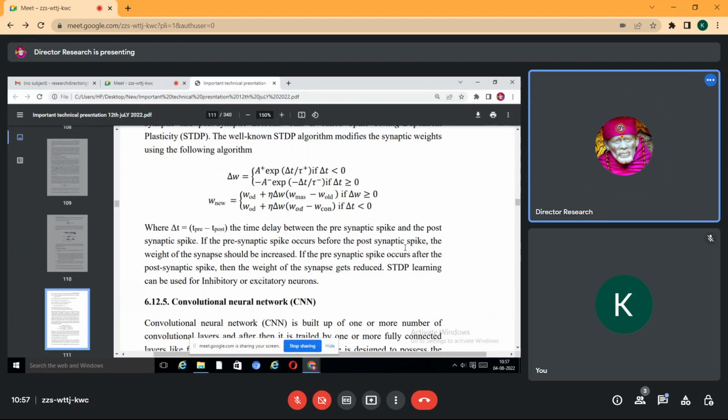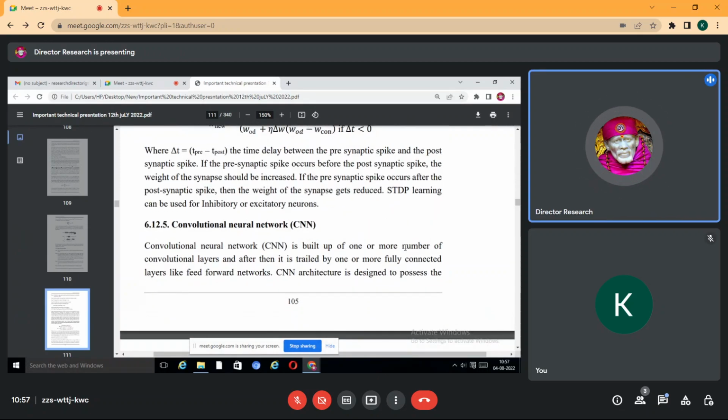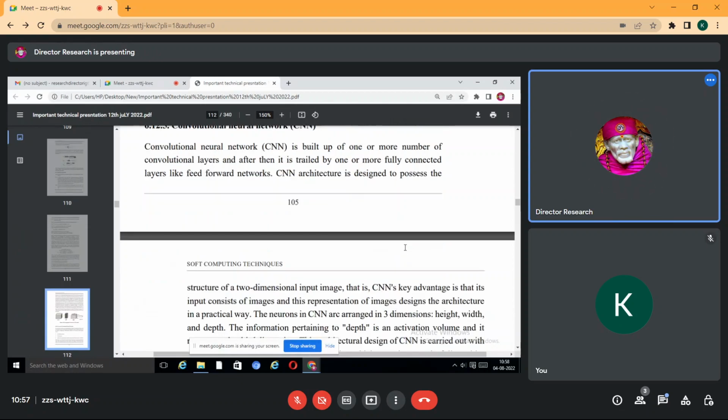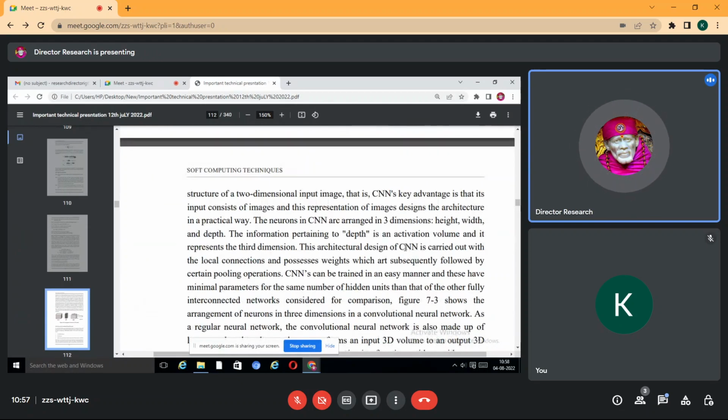Convolutional neural networks. A convolutional neural network is built up of one or more convolutional layers, followed by one or more fully connected layers like feed-forward networks. The CNN architecture is designed to process the structure of a two-dimensional input image. CNN's key advantage is that the input consists of images, and this representation of images lets the architecture be designed in a practical way.